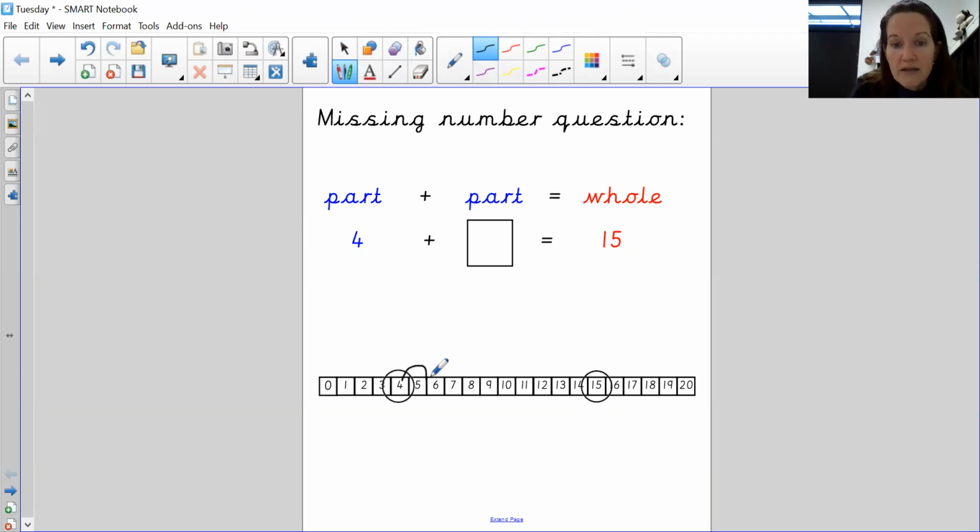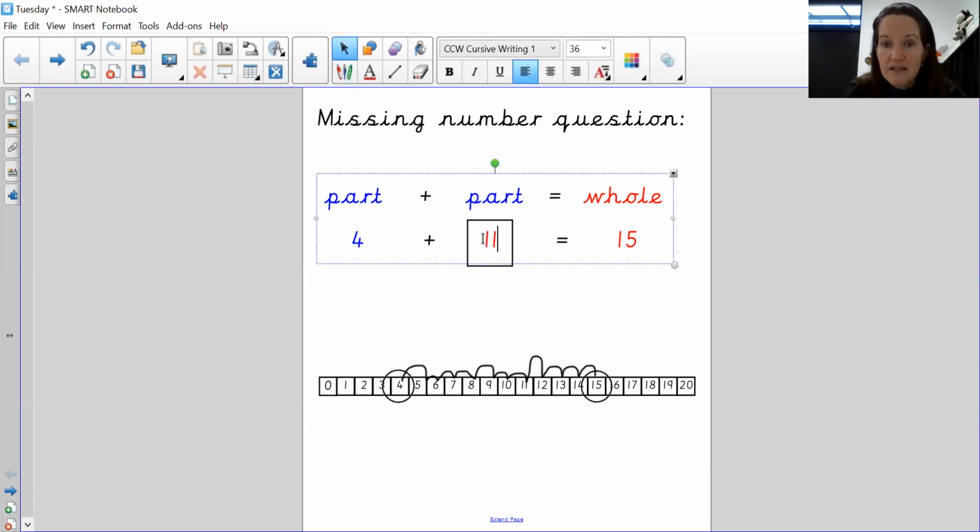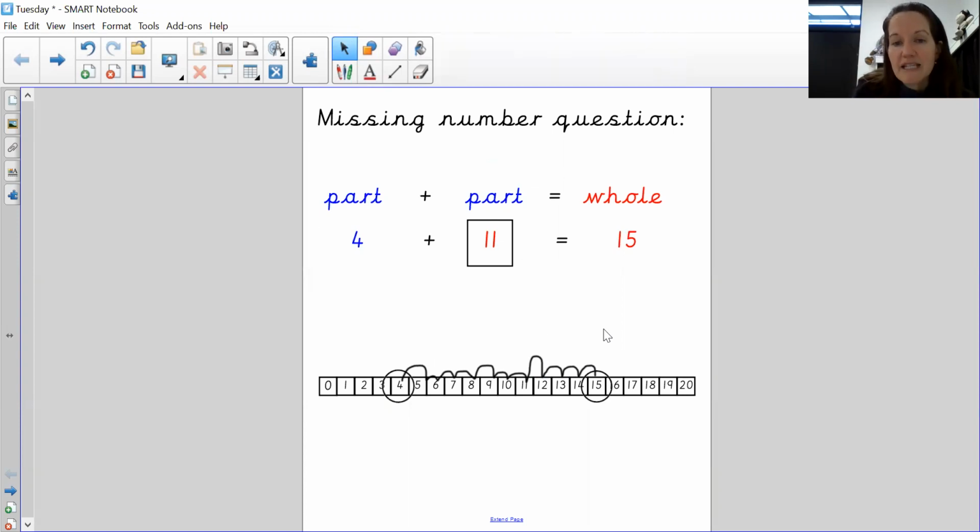I'm going to go 1, 2, 3, 4, 5, 6, 7, 8, 9, 10, 11. So I have done 11 more jumps, and that gives me my other part. So let's check it. Okay, so remember our counting on. I'm going to put 11 in my head. I've got my 4, so 11, 12, 13, 14, 15. It makes sense.